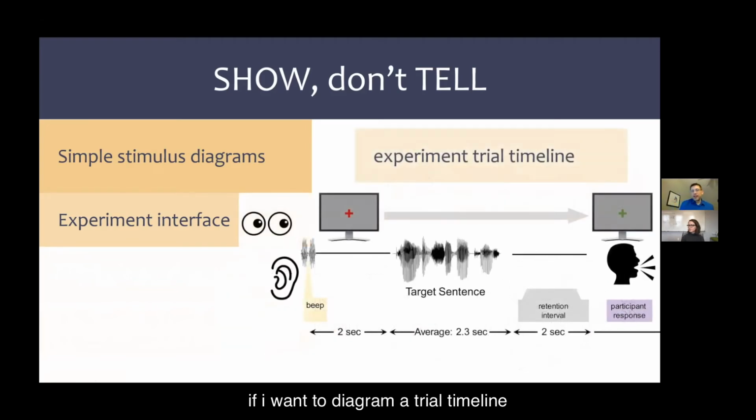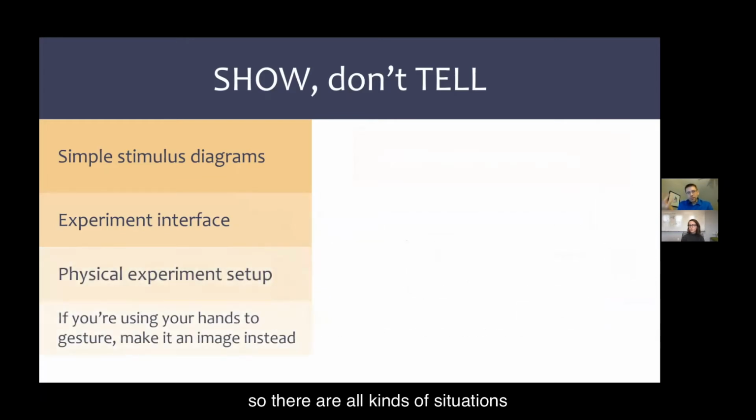If I want to diagram a trial timeline, first there was a beep, and then you saw a screen that had a red cross on it. Then you heard a sentence, and then this happened. Instead of me talking that out loud, instead of me just listing it with text, I have this little infographic here, which makes it easier for a person to really understand what happened. And it becomes a little bit more accessible. So there are all kinds of situations where you want to show rather than tell.